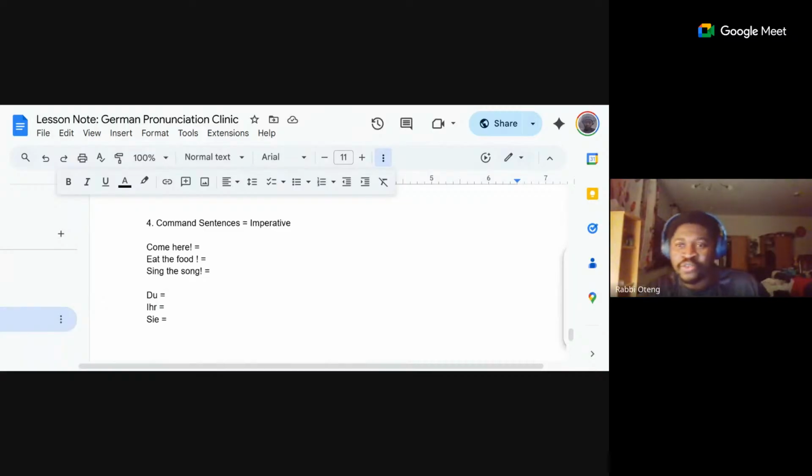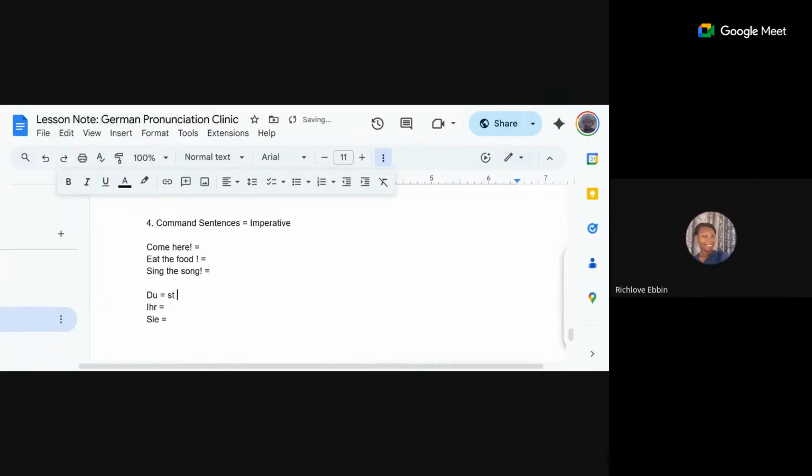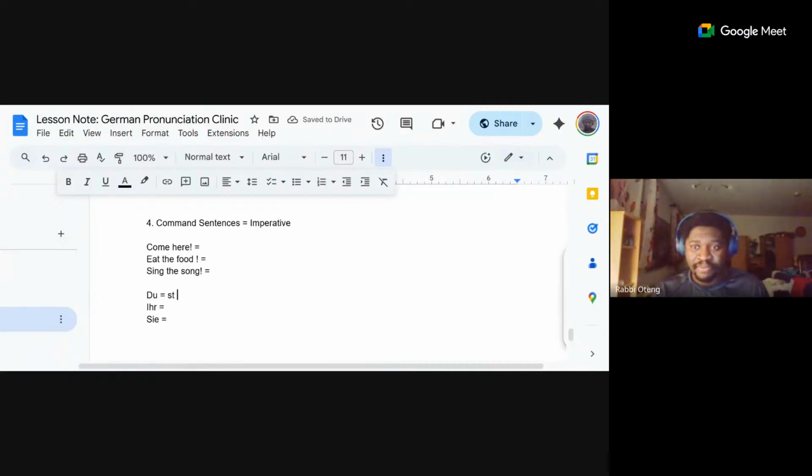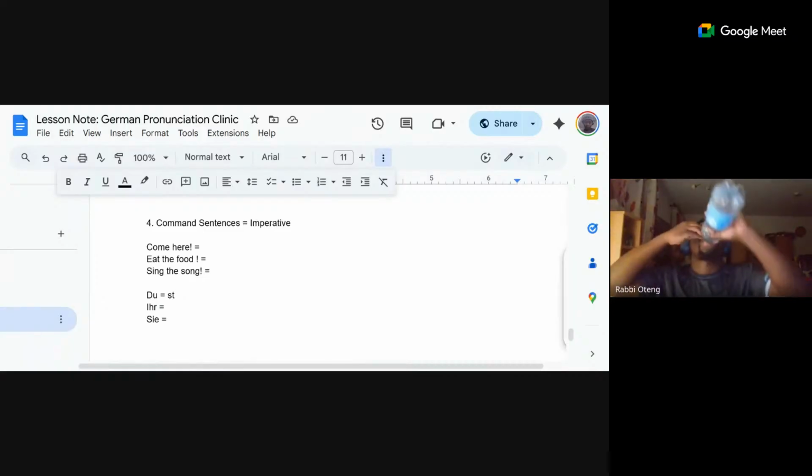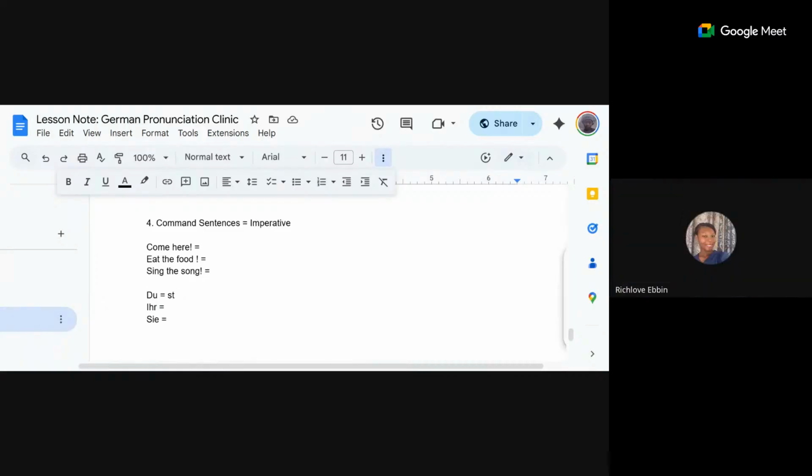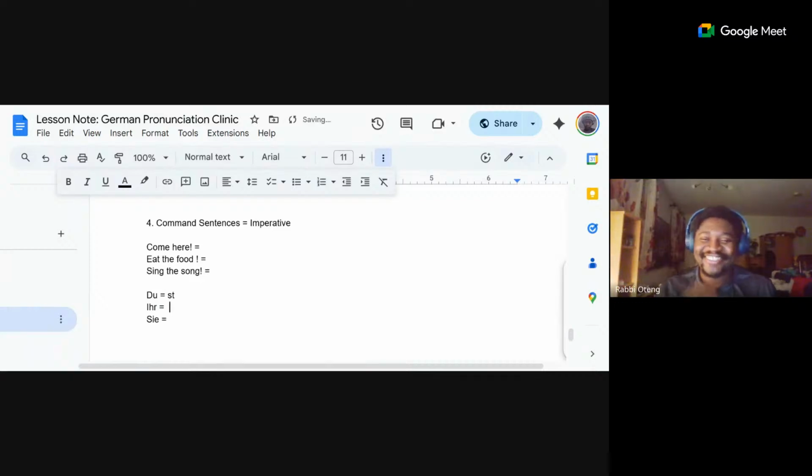So that's the conjugation for the du form in German with verbs, whether regular or irregular. It ends with what? ST. You do away with the verb ending, the root of the sentence. Then with ihr, that's where you add your T. Then with Sie, back to the main verb stem.